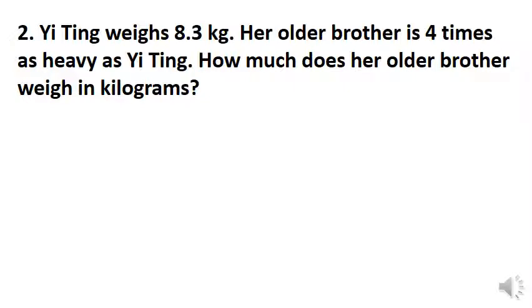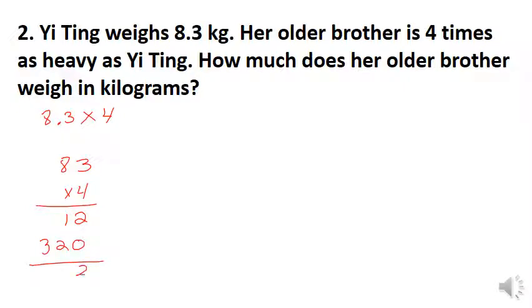Question 2. Yi Ting weighs 8.3 kilograms. Her brother is 4 times as heavy as Yi Ting. How much does her older brother weigh in kilograms? Okay. So the question that's being asked is actually 8.3 times 4. So we're going to take the decimal out and we go 83 times 4. 8 times 3 is 12. 8 times 4 is 32 plus a 0. When we add them up, we know we have the digits 332 in our answer.